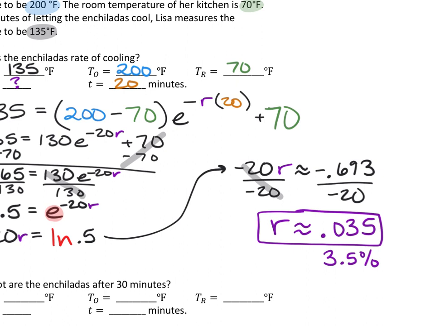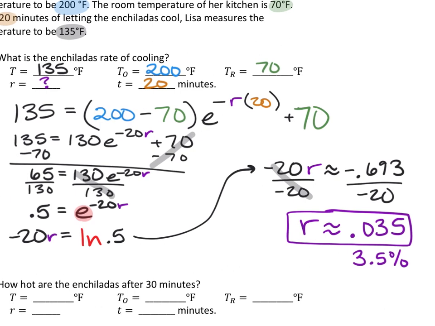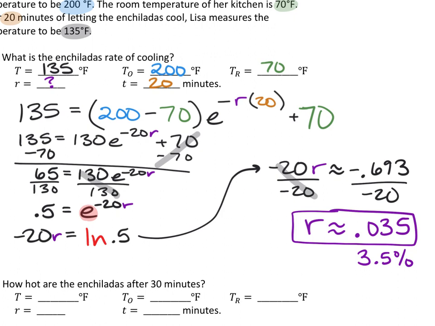Oh my goodness, look at all that algebra we just did. The main idea here is once we get to the point where we had the e isolated, we used that log loop that we discussed. And we were able to figure out the rate at which my enchiladas are cooling.